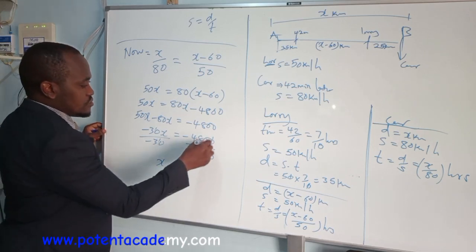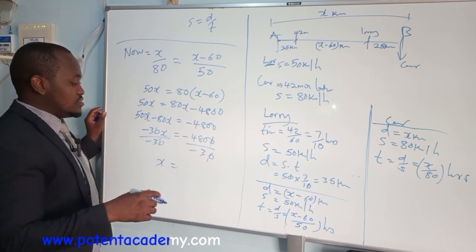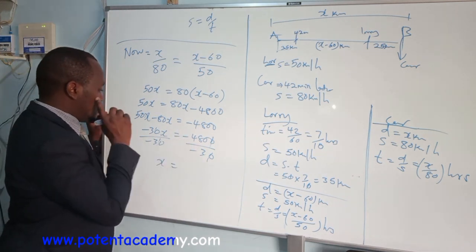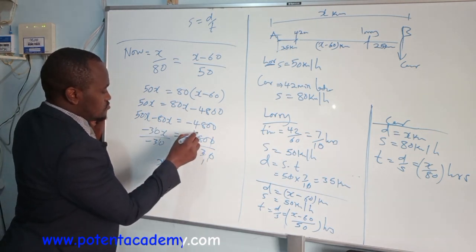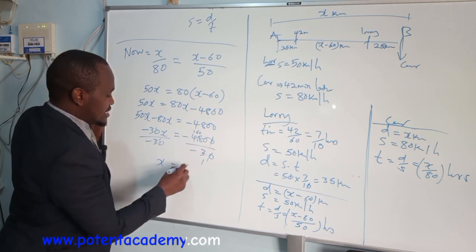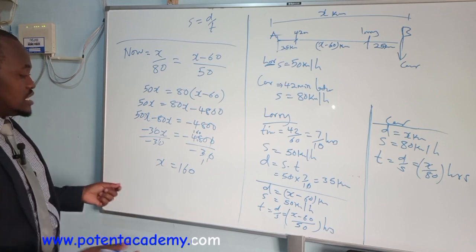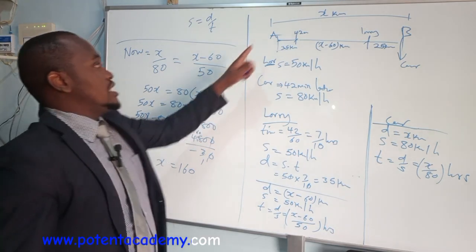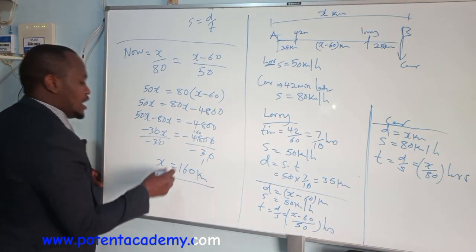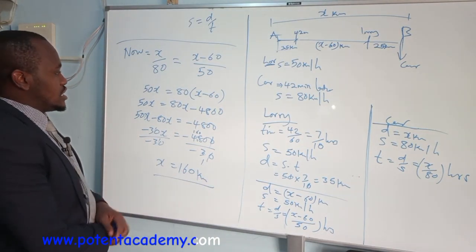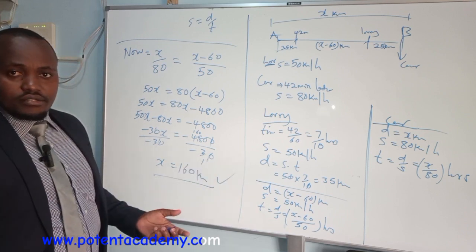So now, this one is positive, sorry. Negative divided by negative is positive. So for 4800 divided by 30, you have 160. 160 what? We were looking for x, so x is 160. But we had said x is the distance between the two. So when you are asked about the distance, it is 160 kilometers. So this is the answer, okay?